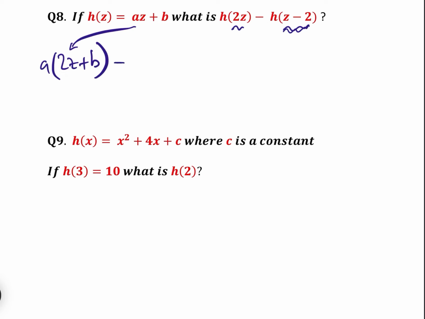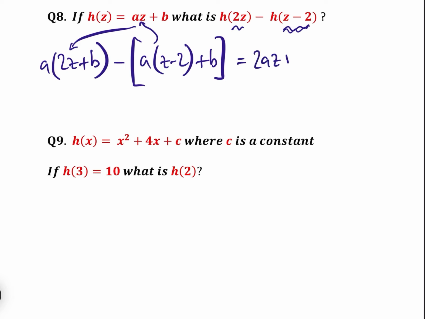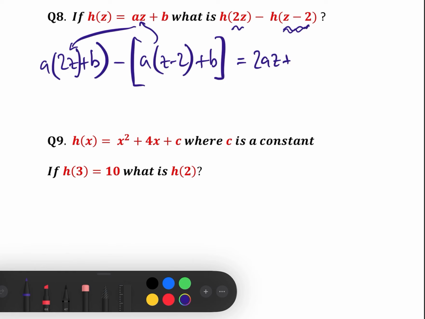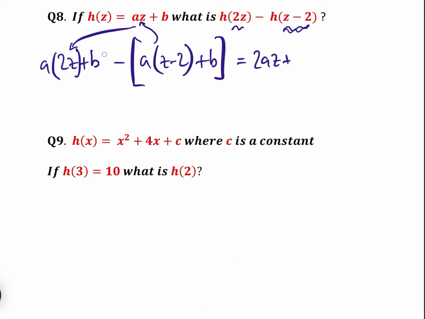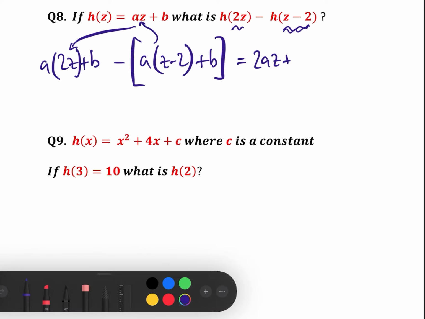And then minus, we've got to be a little bit careful with the minus sign, so let's put it in a big bracket here. A times z minus 2, all we're doing now is replacing z by z minus 2, add b, and then all we've got to do is just expand that, which equals 2az add b, my apologies. That's better. Sorry about that.